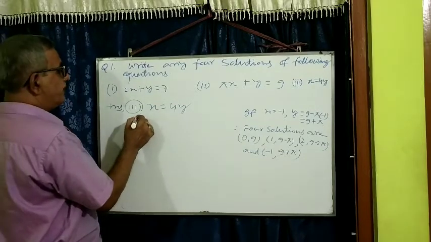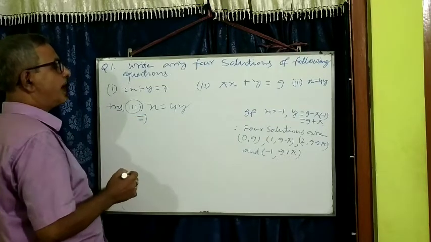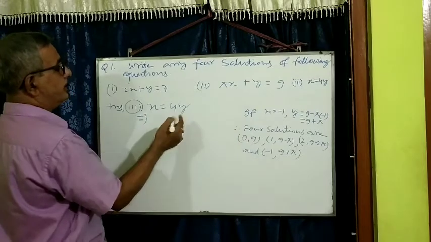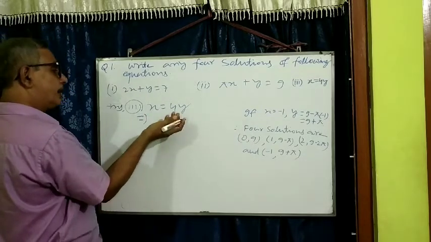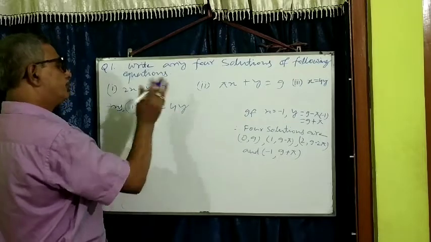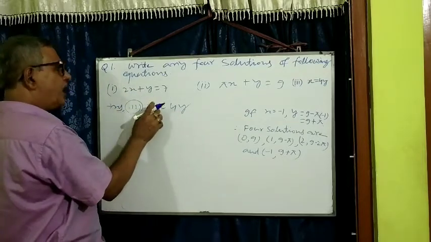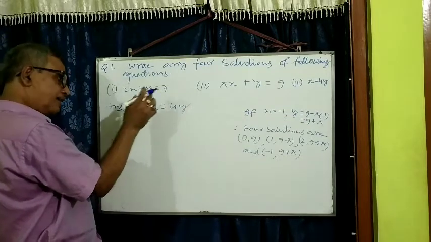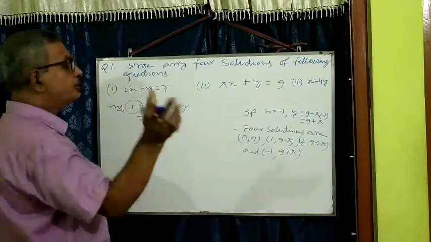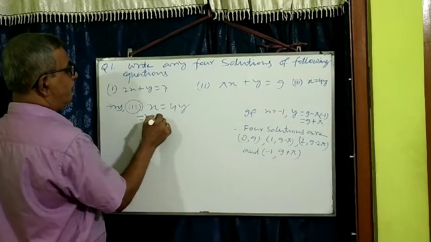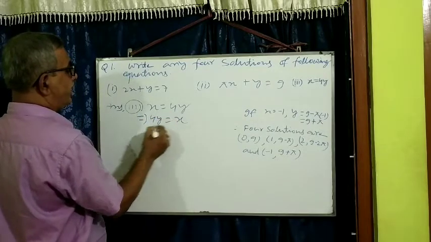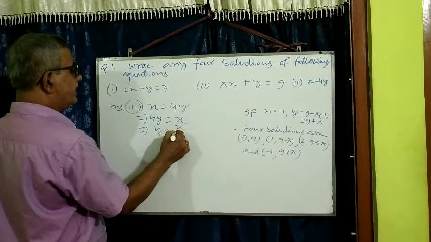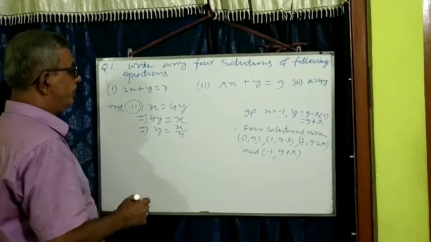I always tell you to write y on the left hand side and x on the right hand side. Whenever you change sides totally, the total of the left hand side goes to the right hand side and the total of the right hand side comes to the left hand side, then the symbol is not changed. So it will be 4y is equal to x. My dear students, so y is equal to x by 4.